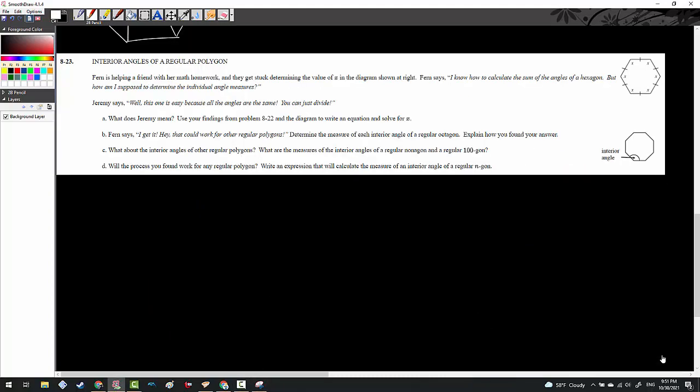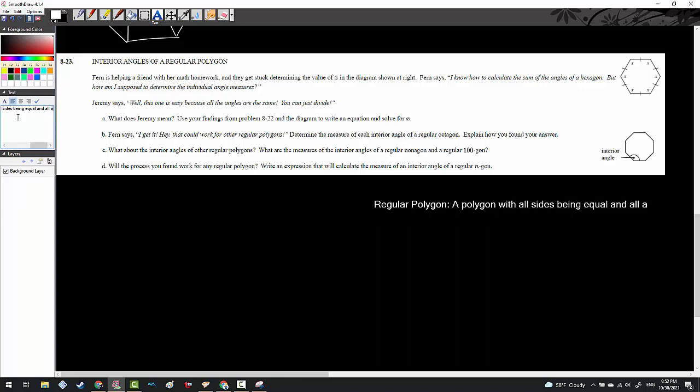Now that we've found a method to find the sum of all the interior angles of a polygon, let's talk about the interior angles of what we call a regular polygon. What is a regular polygon? Well, a regular polygon is a polygon with all sides being equal and all angles being equal.